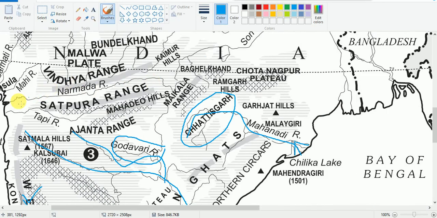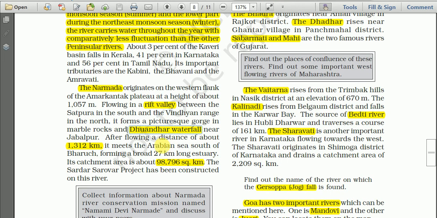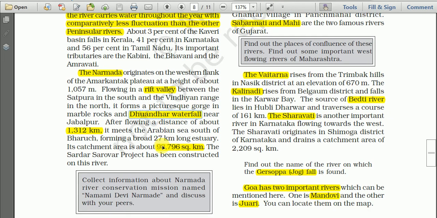Here lies the Narmada River, flowing here, and it originates from the Amarkantak Plateau from here, flowing between the Vindhyan Range and the Satpura Range. Here lies the Vindhyan Range, and here lies the Satpura Range. That means this river is flowing between the Satpura Range and Vindhyan Range in a rift valley, don't forget, and it forms gorges and waterfalls like the Dhuandhar waterfall near Jabalpur.